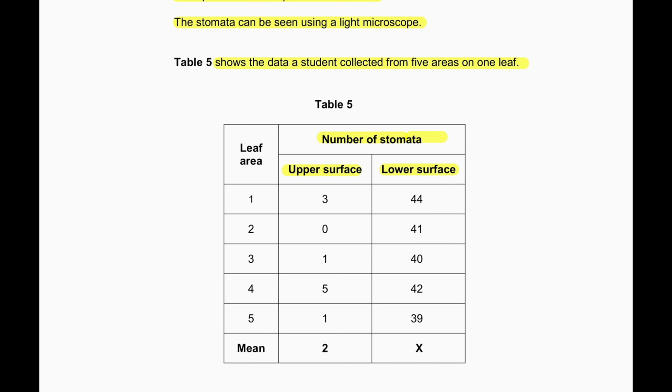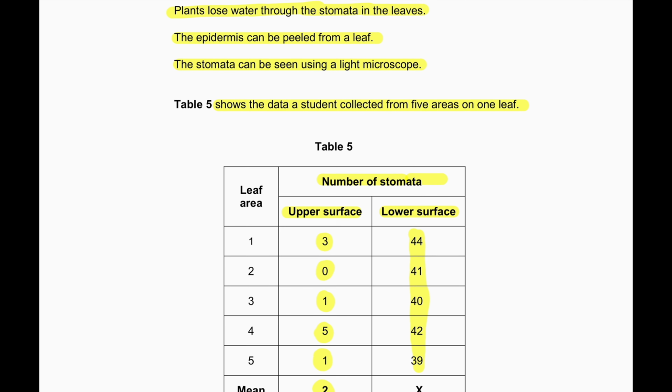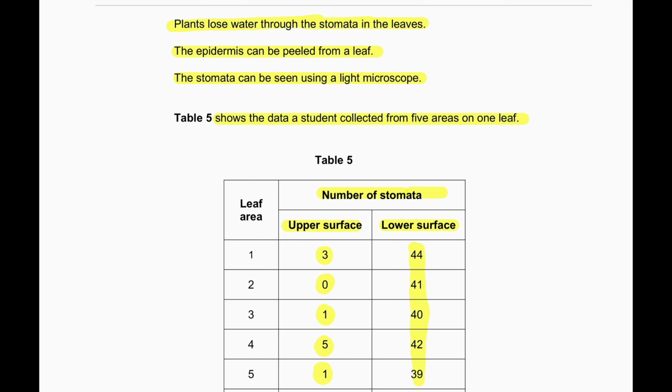Alright, so in the upper surface, we can see there is very few or even no stomata. Average we can see 2. But the lower surface is the highest number of stomata, which is consistent near to 40. Describe how the student might have collected the data in table 5. Guys, this is a microscopy related question.